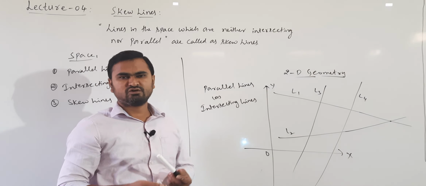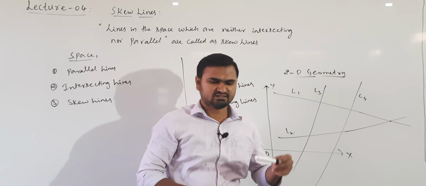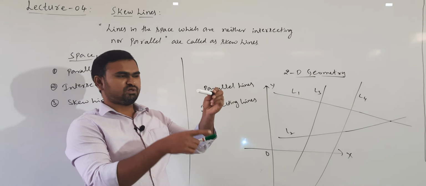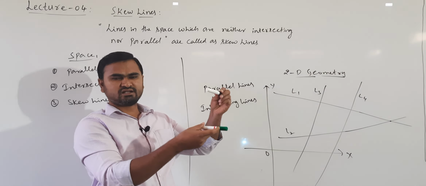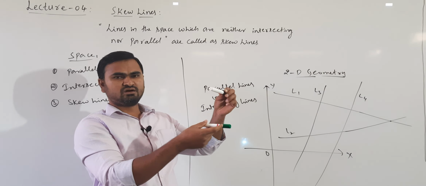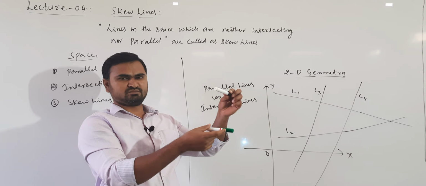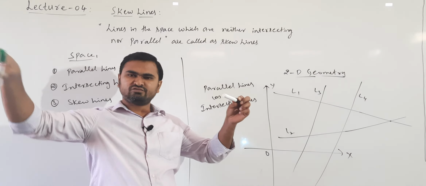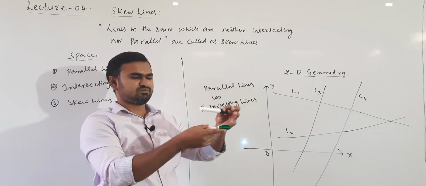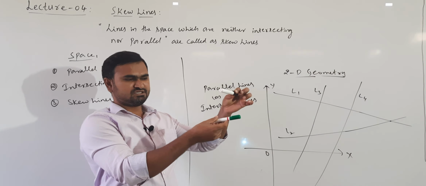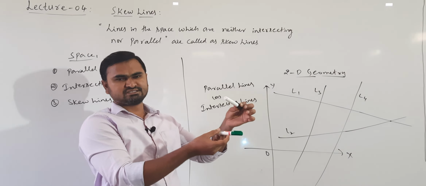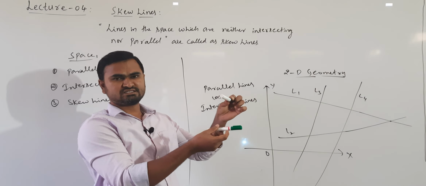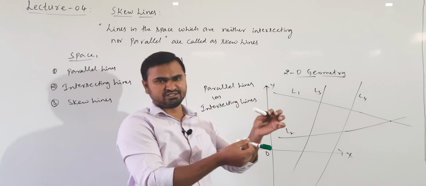Now one more type of lines exists in the space like this. One line is passing through here, another line is passing through here. Now are they parallel? They are not parallel. Are they intersecting? They will never intersect. A line is extended up to infinity here, another line is extended up to infinity here. So are these lines parallel? Not parallel, and they are not intersecting also. So this type of lines are called skew lines.